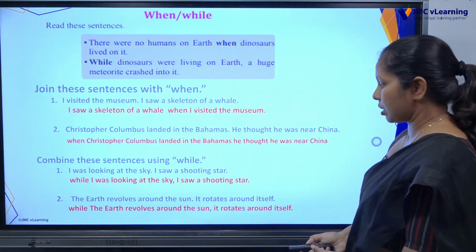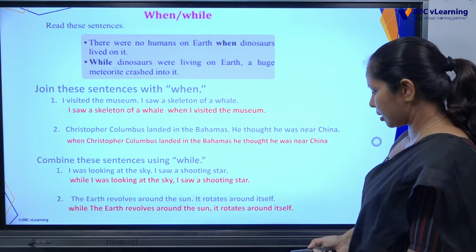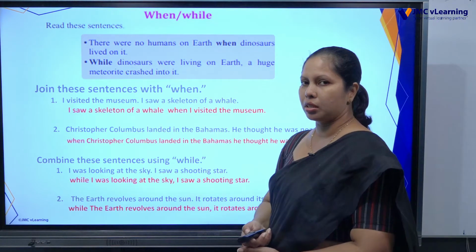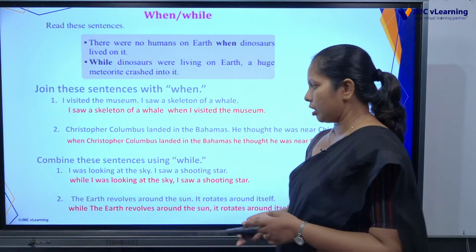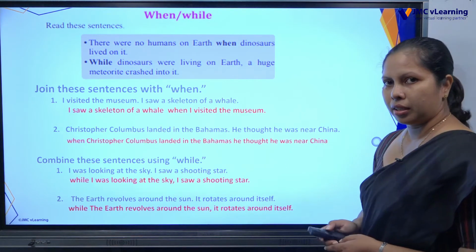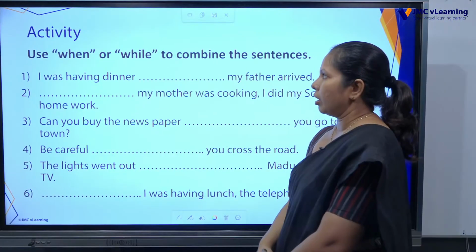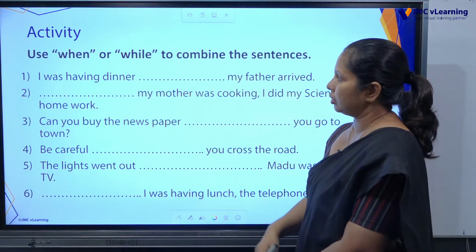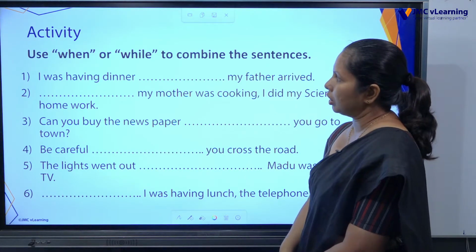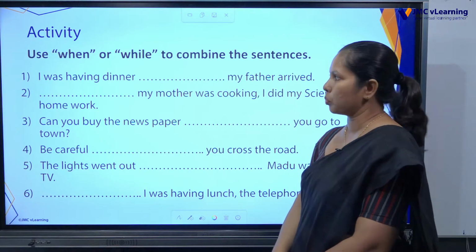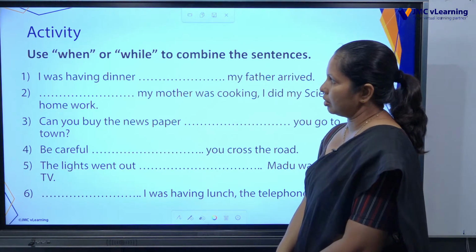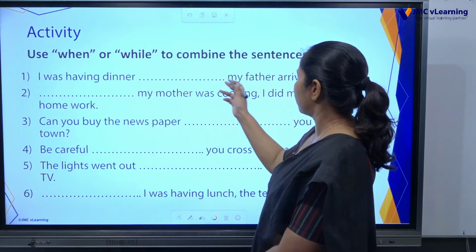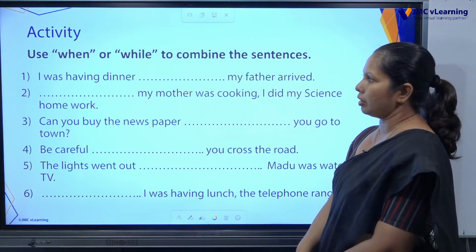While the earth revolves around the sun, it rotates around itself. So here I said we use the conjunction while when two actions are happening at the same time. I have taken this exercise from your workbook. Here also we have to learn how to use the conjunctions when or while. So we will see. I was having dinner blank, my father arrived.